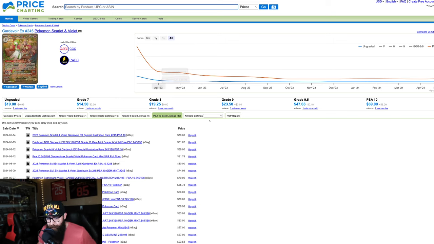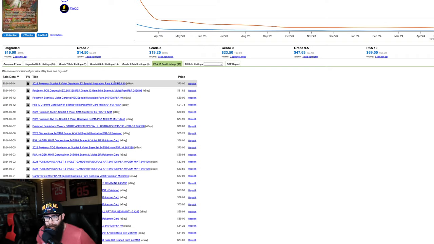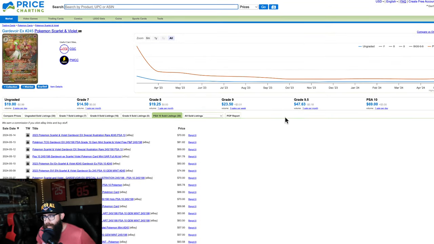Now let's take a look at the Gardevoir, and there's a few things I want to mention about this card. I like to use PriceCharting sometimes because you can see the different graded prices as well as the raw, and they have links to eBay sales. This is PSA 10, around $70 right now, and raw's around $20, so this could still be a grading play.